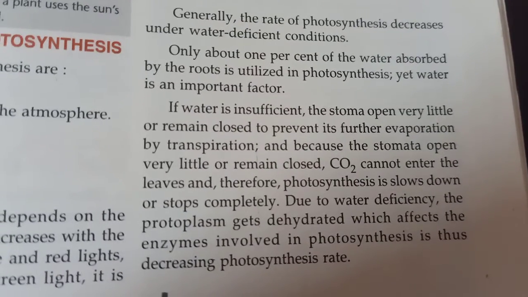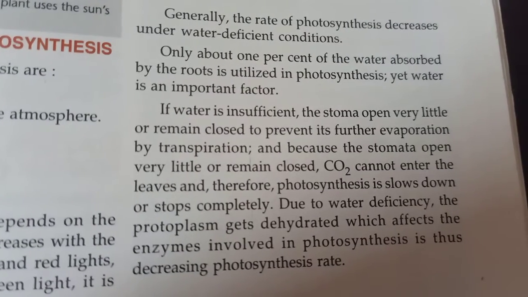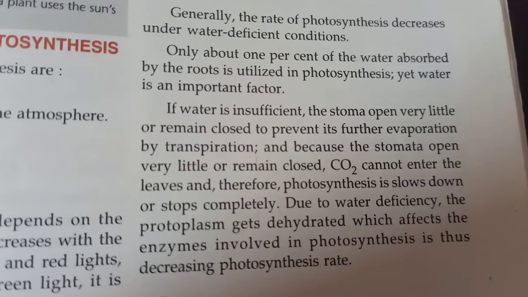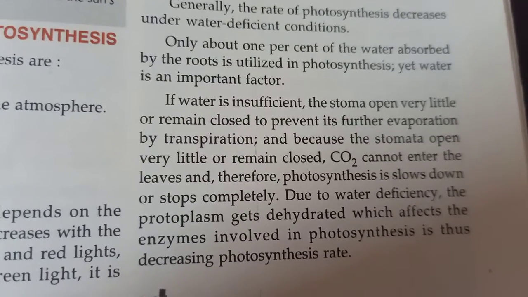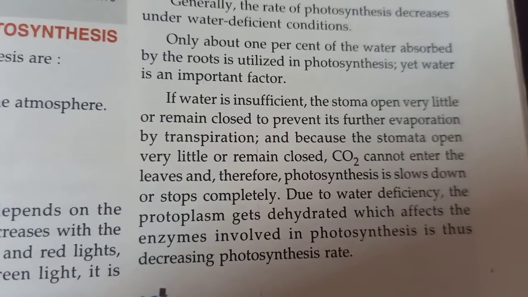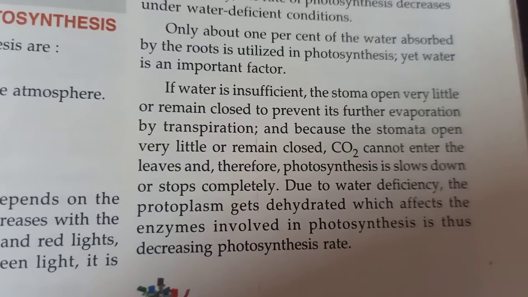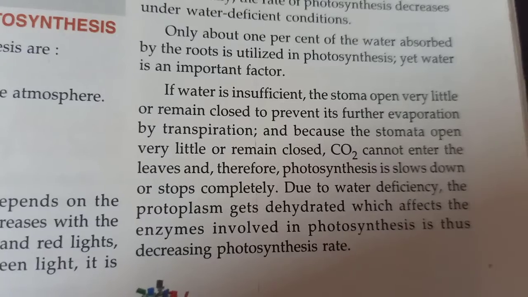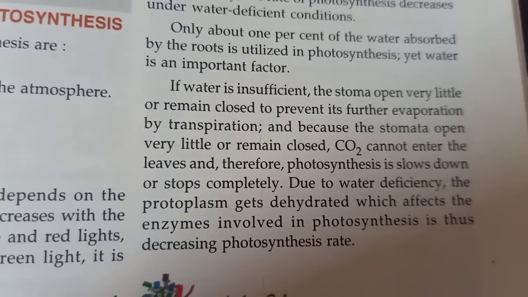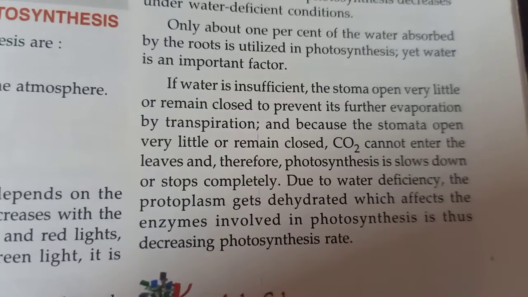Only about 1% of the water absorbed by the roots is utilized in photosynthesis. Yet water is an important factor. If water is insufficient, the stomata open very little or remain closed to prevent further evaporation by transpiration. And because the stomata open very little or remain closed, carbon dioxide cannot enter the leaves, and therefore photosynthesis slows down or stops completely.